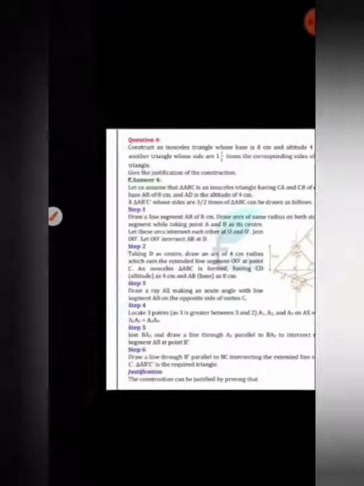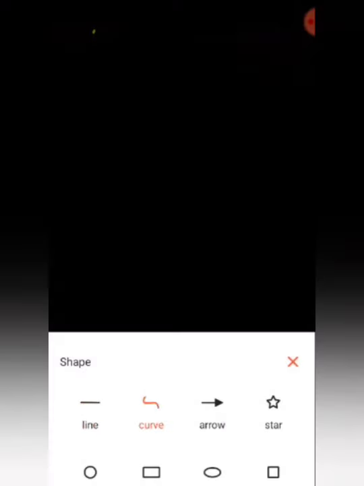Okay, now we shall be doing question number 4 of your NCERT book. The question says that we need to construct an isosceles triangle whose base is 8 cm and altitude 4 cm, and then another triangle whose sides are 1 by 2 times the corresponding side of this isosceles triangle. Okay. Now how to do this? Let me do for you here. One side was given 8 cm, another was given 4 cm, and the ratio was 1 by 2.